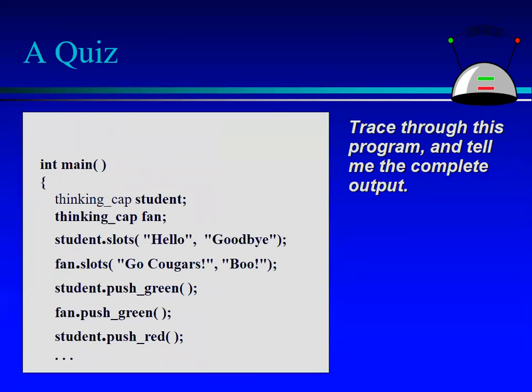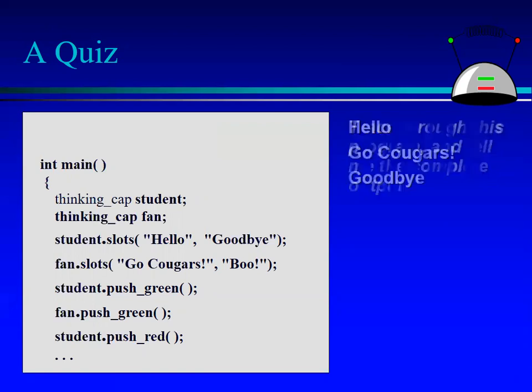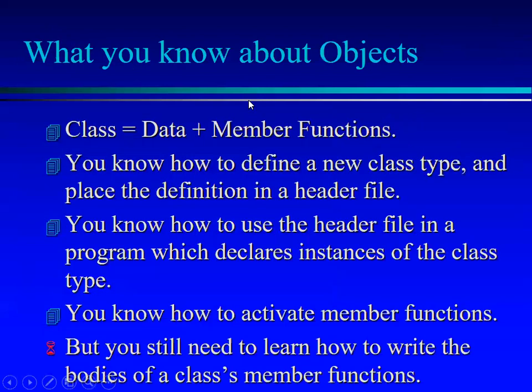So, tell me the complete output. What will be the output? Initially it will print hello goodbye. Then after that, push green. Whatever is constant, whatever values are put there, it just prints. Okay. So this is the output. This is student.slots. This first will be printed, and afterwards goodbye. This is the way.